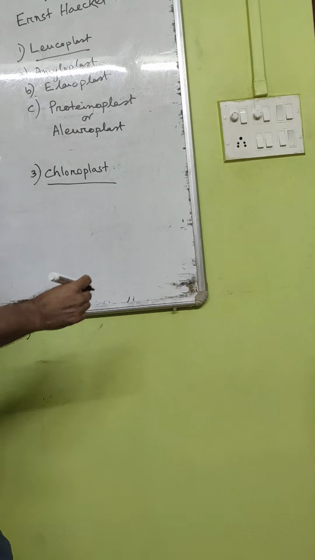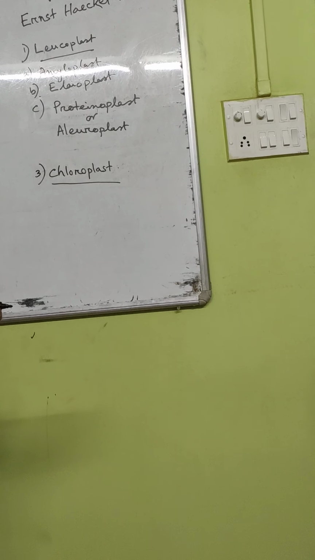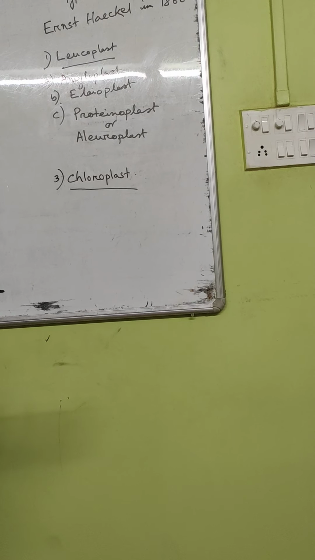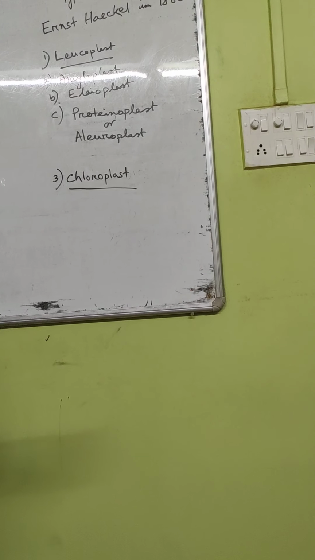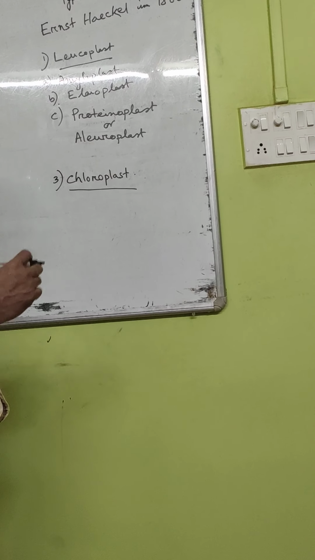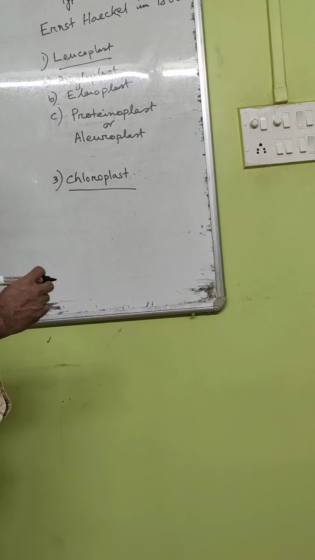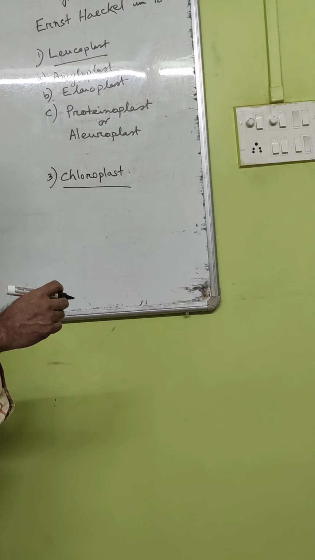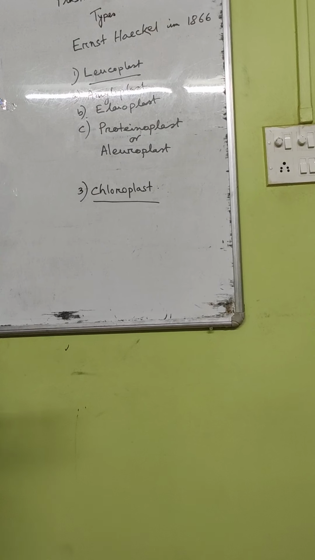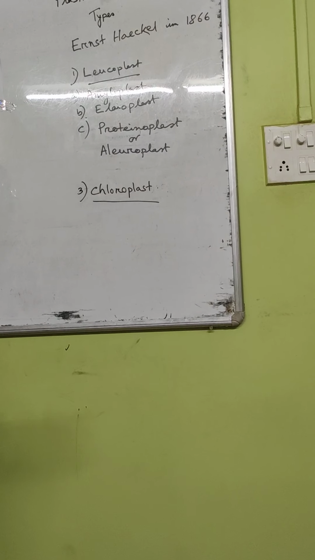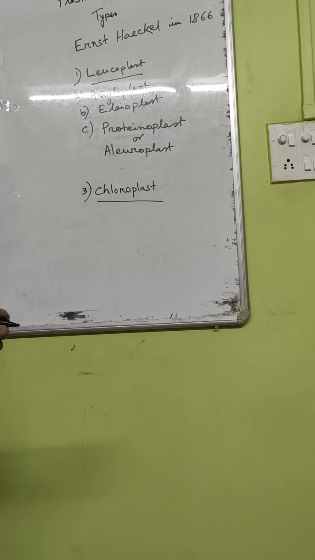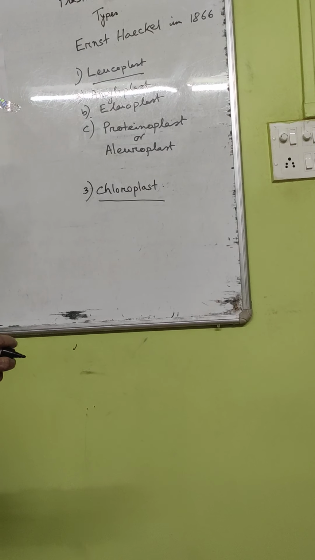Amyloplasts are the type of leucoplast which can store starch. We find them in rice, wheat, maize, like that. Elioplast stores oils and fats. In some oil seeds you may get them. And proteinoplast or aleuroplast stores protein. So what are the functions of leucoplast? Leucoplast serves three main functions: storage of starch, storage of oils and fats, and storage of proteins.